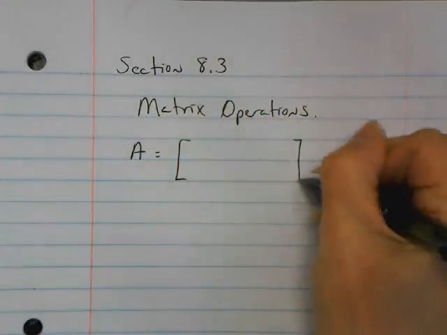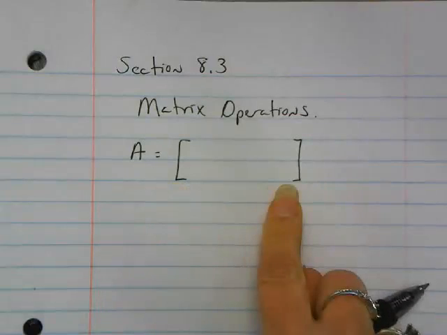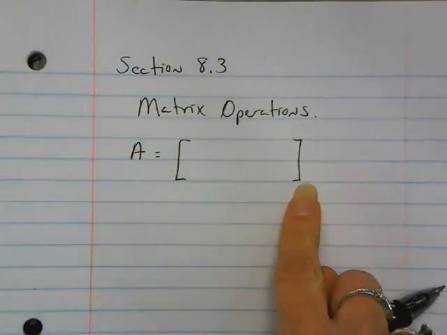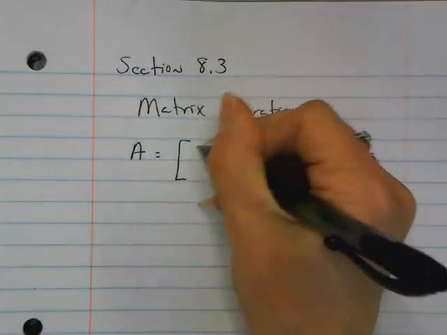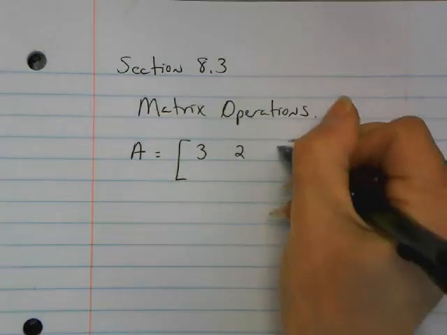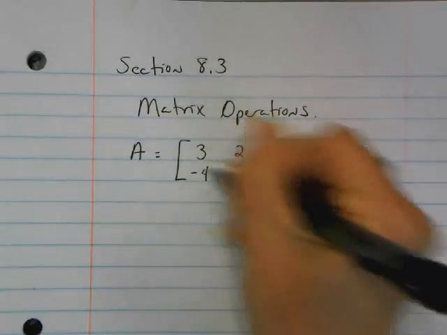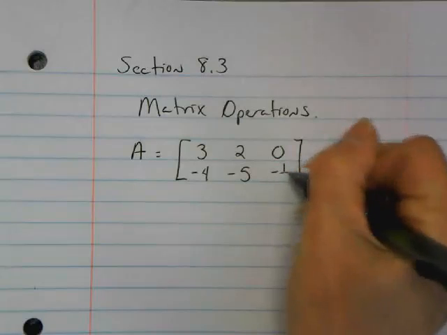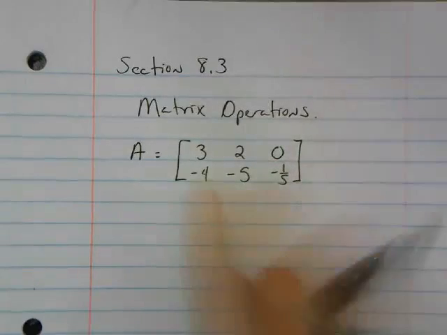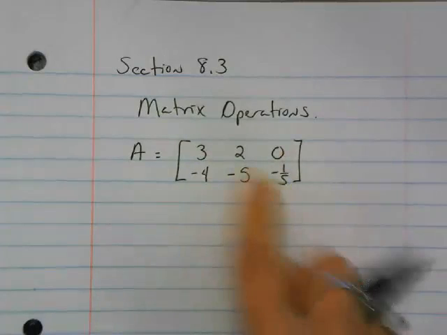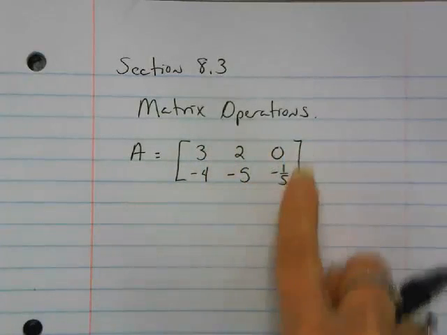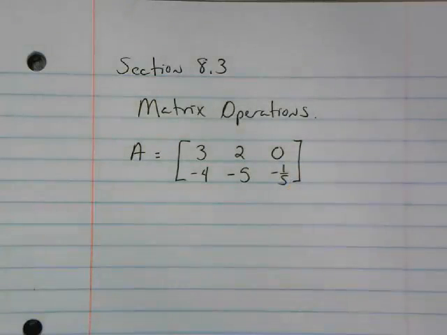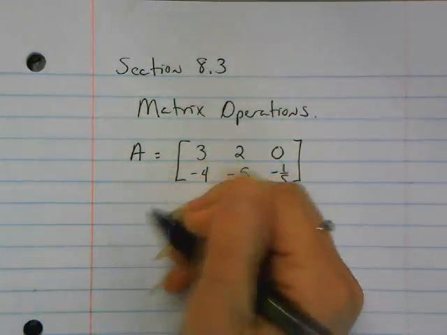A matrix is this box with those little braces around it. Let's say that A is defined as 3, 2, 0, -4, -5, and -1/5. These are its rows, these are columns. We're going to ask for two things. We're going to ask for its order.